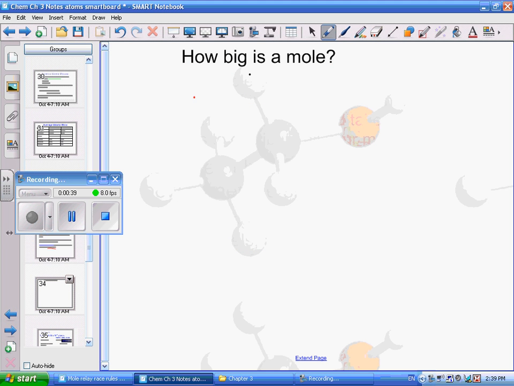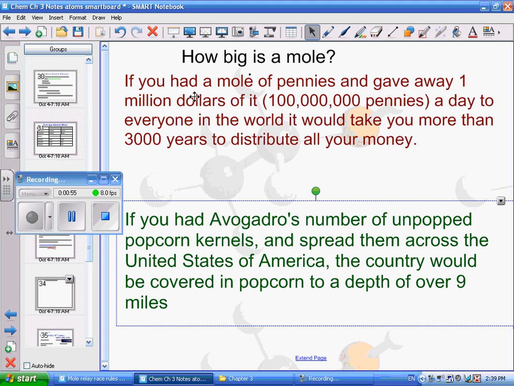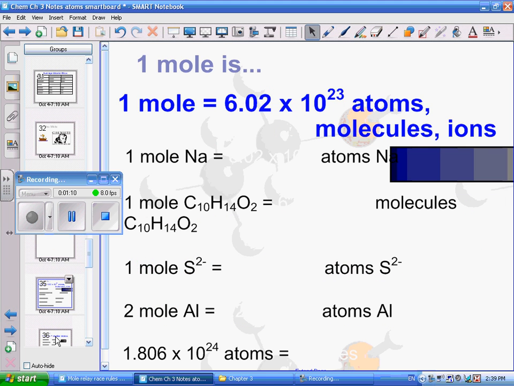Here's a couple examples of how big a mole is. If you had a mole of pennies and gave away $1 million a day to everyone in the world, it would take you more than 3,000 years to distribute all your money. That's an incredible amount. One of my favorite ones is down here. If you had an Avogadro's number of unpopped popcorn kernels and spread them across the United States of America, the country would be buried in over 9 miles of unpopped popcorn kernels. That's amazing. All right, so we're dealing with a very large number.